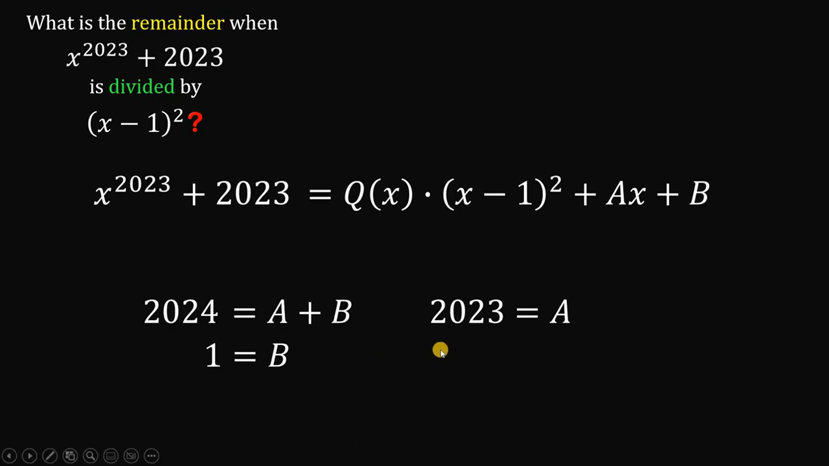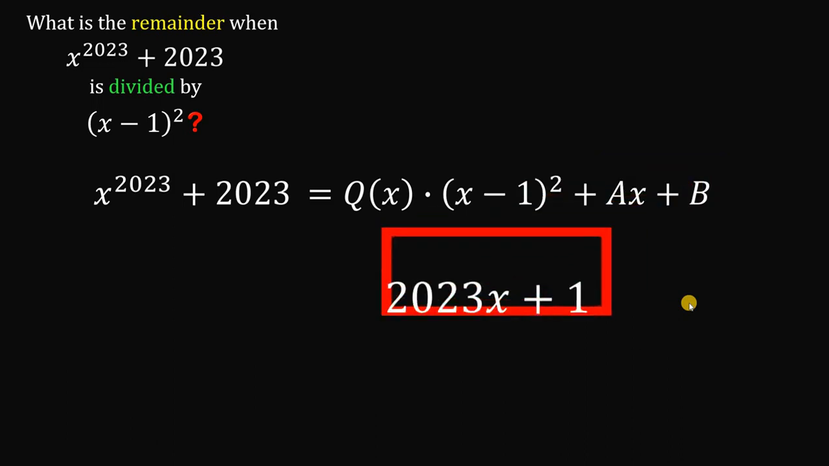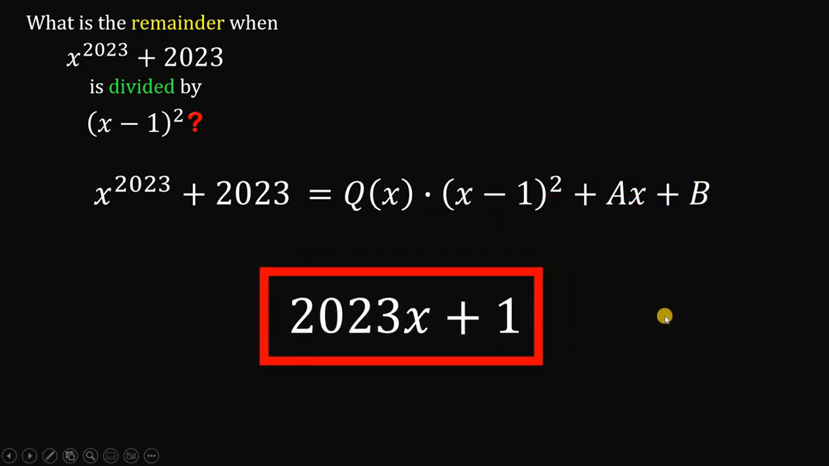Now, we have a equals 2023 and b equals 1. And our target is to find ax plus b. So a is 2023 and b is just 1. So the remainder is just 2023x plus 1. And that is the answer. And as always, we are done.